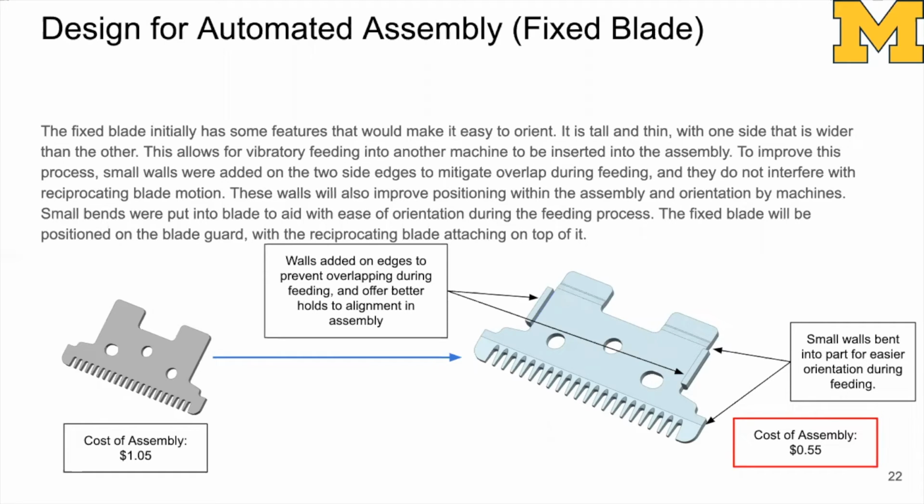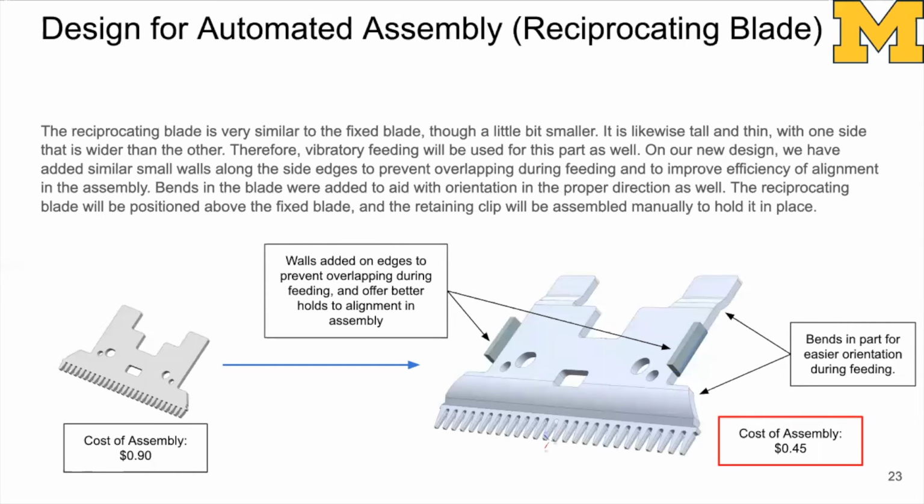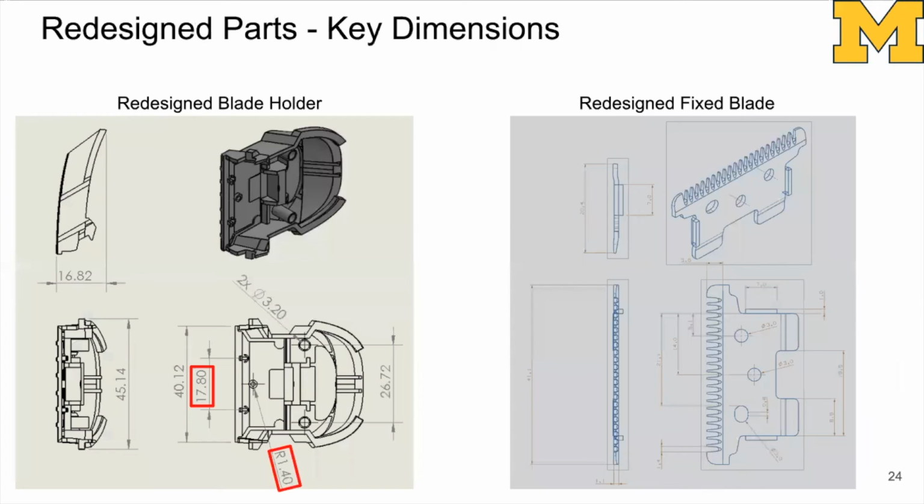The walls are there in order to help prevent overlapping during the vibratory feeding process. And then the small bends will help with orienting the part, as when it is flat, it isn't necessarily the easiest to get in the right direction because it is not symmetrical on the top and bottom face of the blades. Looking at the reciprocating blade, it's a very similar situation. There are slightly more pronounced bends that we added, and walls were also added to mitigate overlap during the feeding process. But overall, the rest of the changes were the same between the two blades.